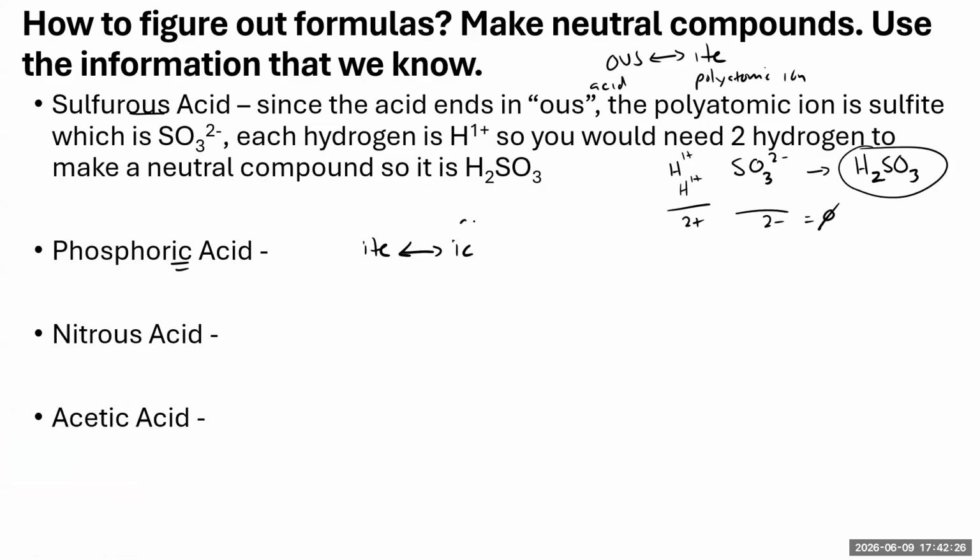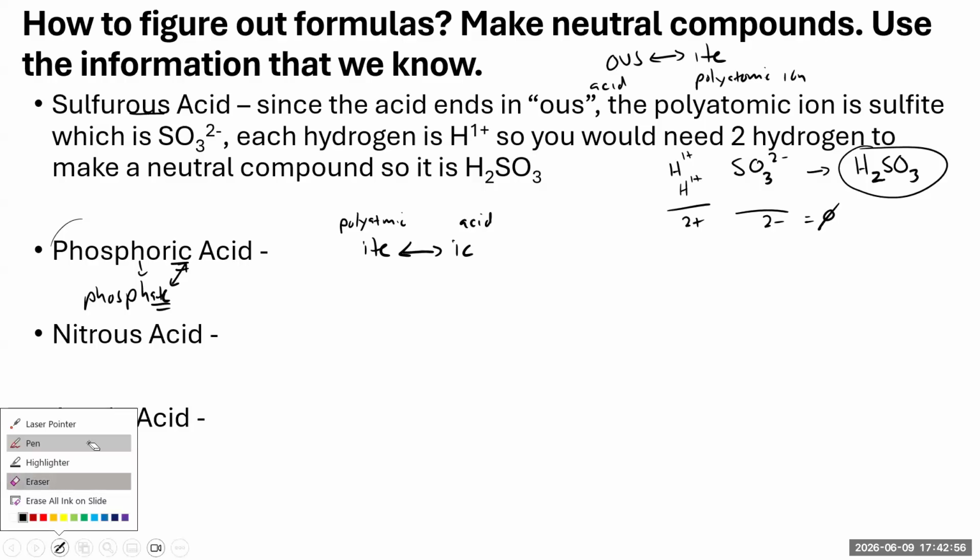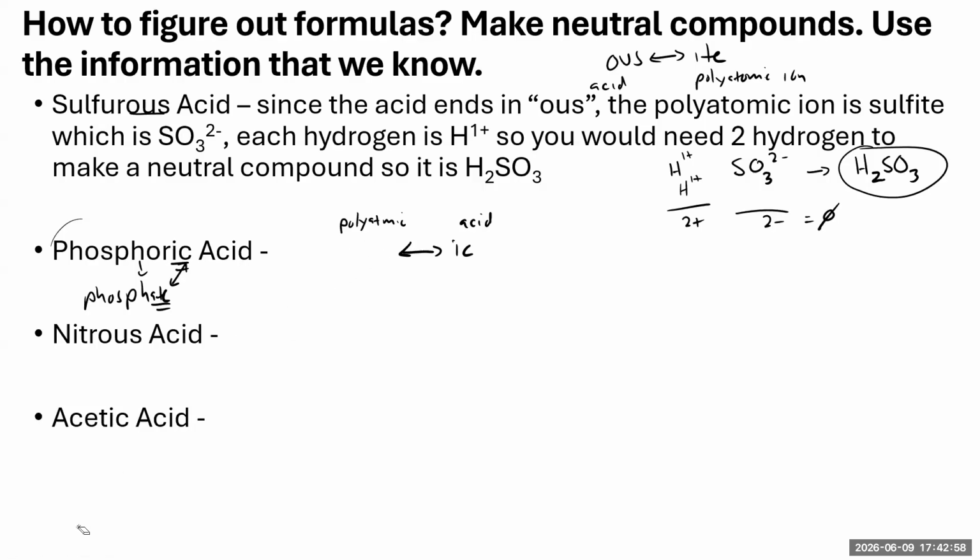Ic is the acid. Phosphoric acid is a polyatomic ion. Let's look for this, phosphoric acid. If it's phosphoric, it's probably something like phosphate, right? Ic to ate, ic ate, ic ate. Oh, sorry, ic ate. Sorry about that. This should be ic and ate.